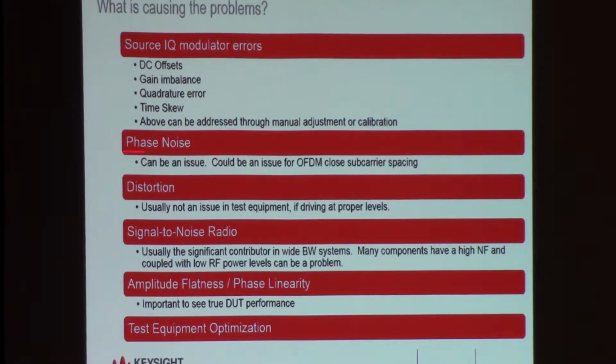Distortion is usually not a big problem in the test equipment because we understand and know how to drive everything and keep everything in the linear region. So this is not usually the problem. Signal to noise ratio is a big problem. As I mentioned earlier, when we go to the wider bandwidths, the power spectral density decreases, and now our range from the signal to the noise floor is lower.